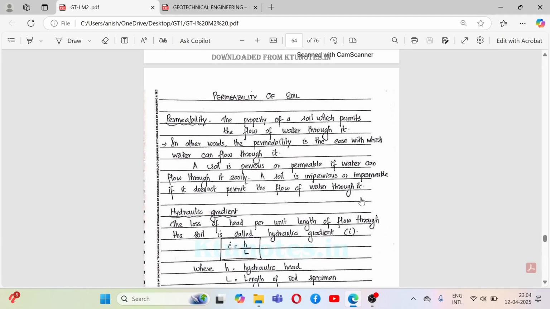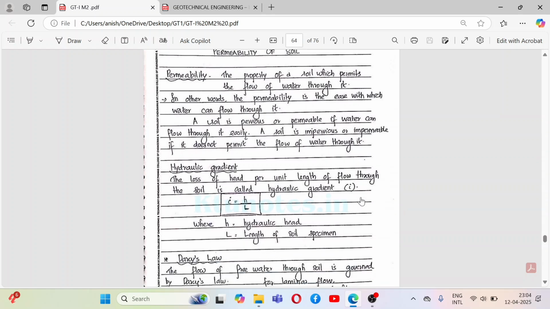The next part of the second module is permeability of soil. Permeability is the property of soil which permits the flow of water through it. In other words, it is an engineering property of soil which permits the flow of water through the voids present in the soil. A soil is pervious or permeable if water can flow through it.